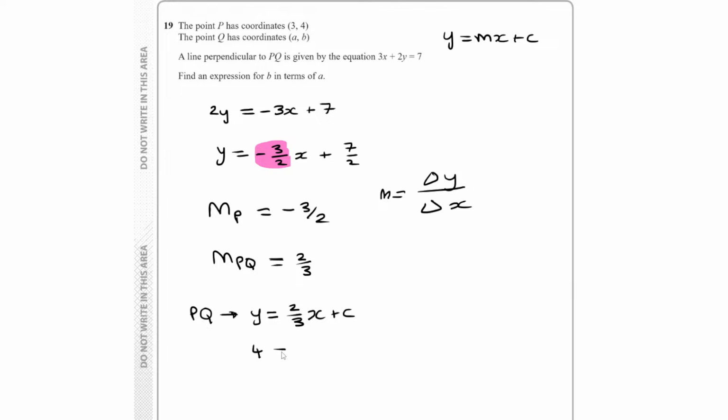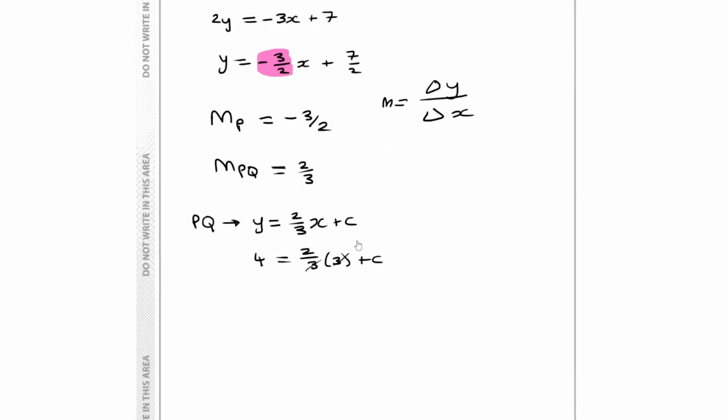So y is 4. And then x is 3. So 2/3 times 3, these cancel, don't they? The 3 cancels out, that's just 2. So I've got 4 equals 2 plus c, so c is obviously 2. So then my equation for line PQ is 2/3 x plus 2.